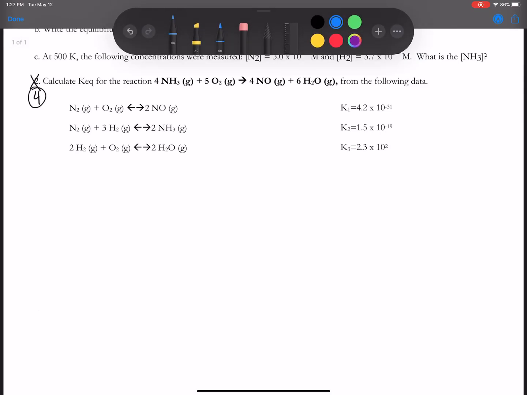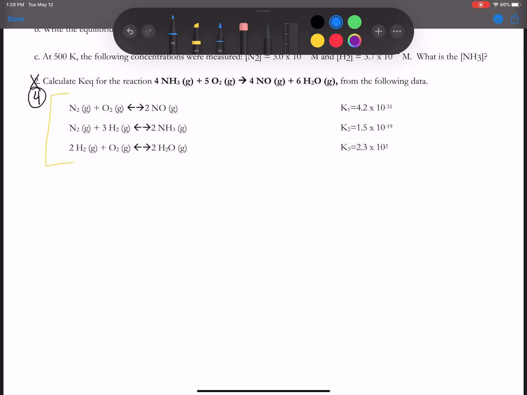Question 4 on your quiz asks you to calculate the KQ for the new reaction provided. You have 3 different chemical equations, each with their own KQs, provided as data. For this question, you're going to need to take your 3 pieces of data and determine if you're going to keep the forward reaction with the same KQ, multiply it by a certain factor to get your coefficients lined up, or take the reverse reaction and take your KQ to the negative power.